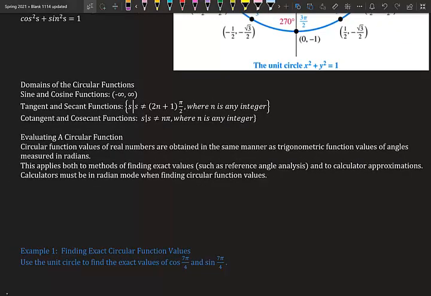Alright, evaluating a circular function. Circular function values of real numbers are obtained in the same manner as trigonometric function values of angles measured in radians. This applies both to the methods of finding exact values, such as reference angle analysis, and to calculating approximations. Calculators must be in radian mode when finding circular function values. So if you're working with radians, it should be in radians. If you're working with degrees, you should work with degrees.